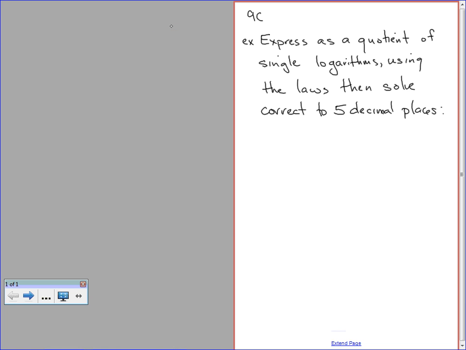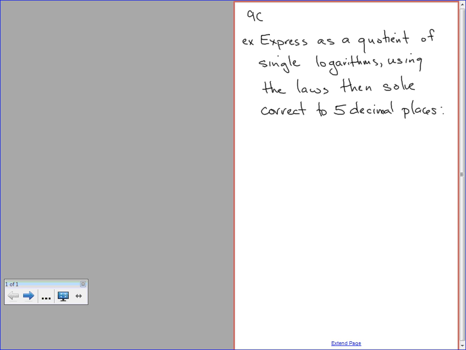Okay, so the first part is to express as a quotient of single logarithms. A quotient just means divide. So I want the answer to be two single logarithms divided. And then we're going to be using our laws of logarithms in order to do that. And then at the very last step, this is where we're going to use our calculator to round it off to 5 decimal places.